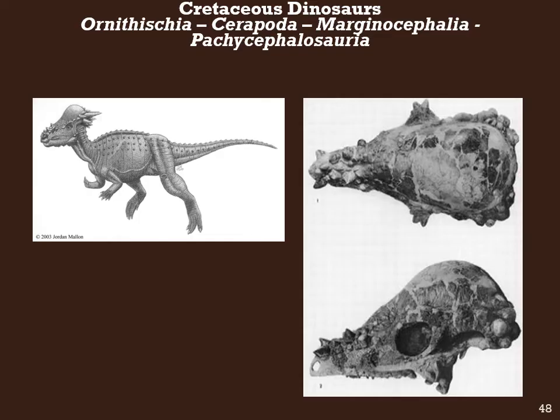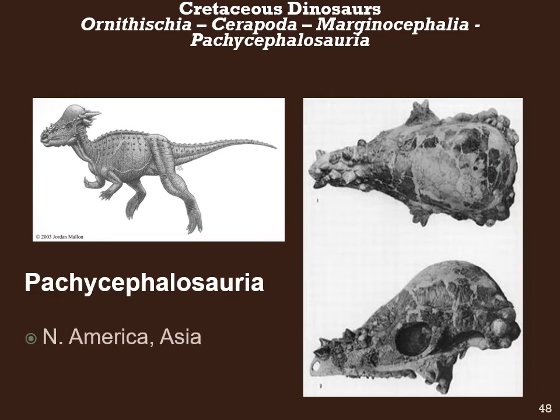Our other group of marginocephalians, one of my favorites, are the Pachycephalosaurs. These are a group of Cretaceous bipedal, mostly plant-eating as far as we know, though maybe omnivorous, ornithischians or marginocephalians. They've got weird head modifications. They've got a very thickened dome on top of their skull that's made of the parietals and frontal bones. So the front of your skull and the back of your skull fused together.